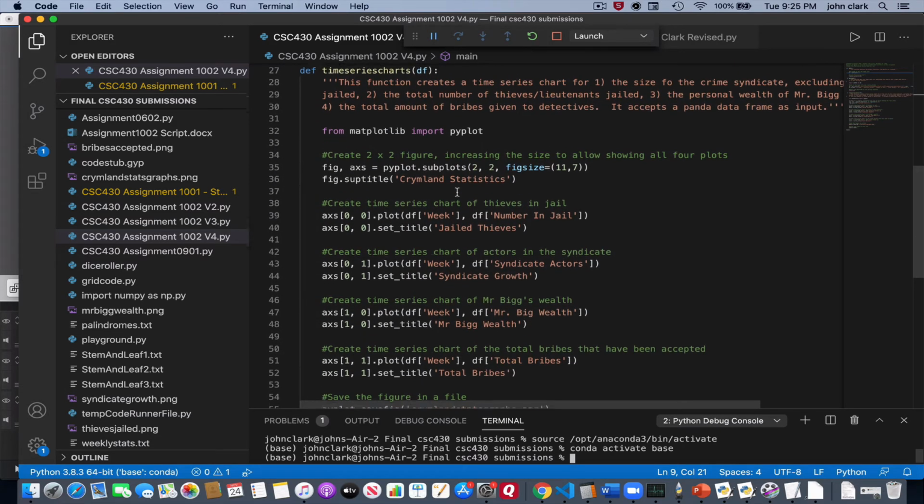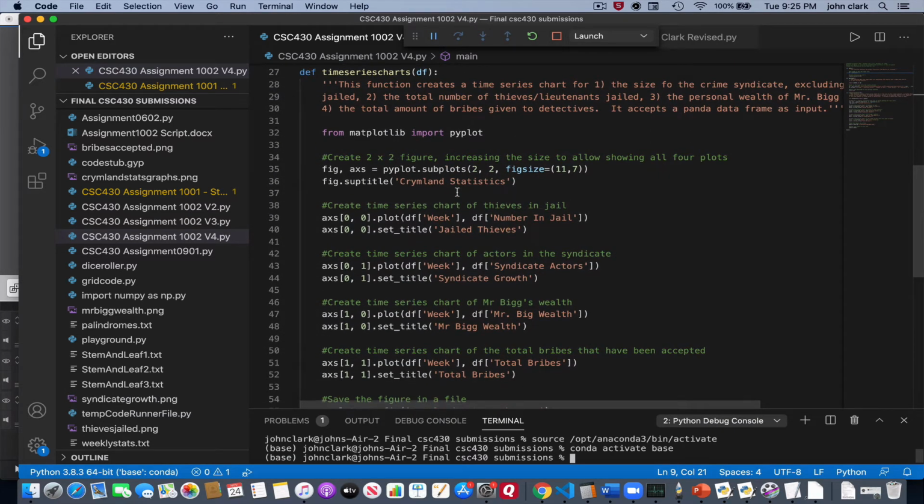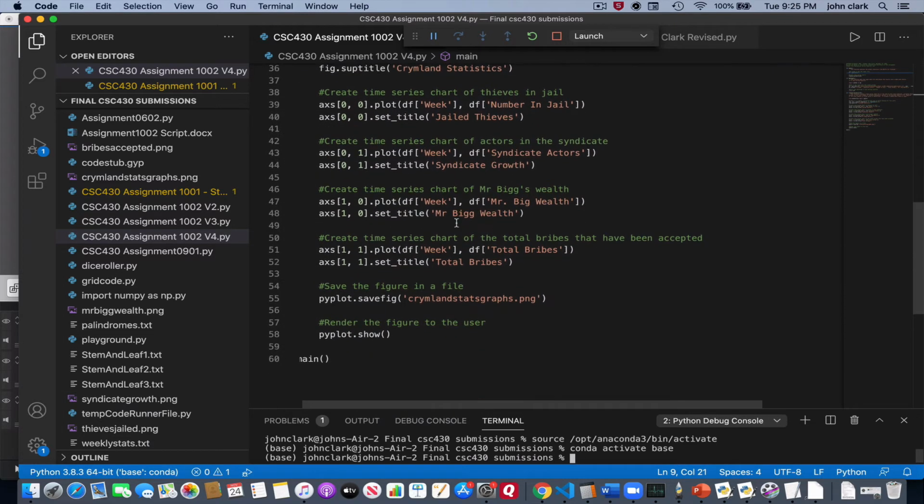Time series charts takes in the data frame, and the first thing it does is create a figure with 2x2 subplots. I also increase the figure size to get the 4 graphs to show up properly so there's enough space. Then I first plot the graph and then add a title for each subplot. After that is done, I save the figure that I just built to a file and then finally show the subplot.